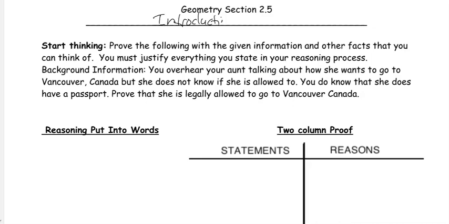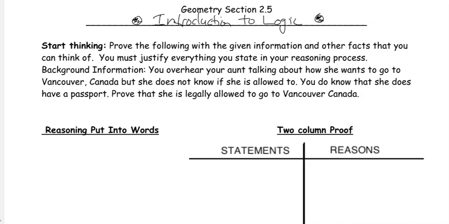Introduction to logic. So as I said, it's not until chapter 4 that we start doing hardcore proofs with triangles and whatnot. But I want to introduce you just to the idea of logic and how we organize our thoughts and how important it is to be thorough with explanations in math.